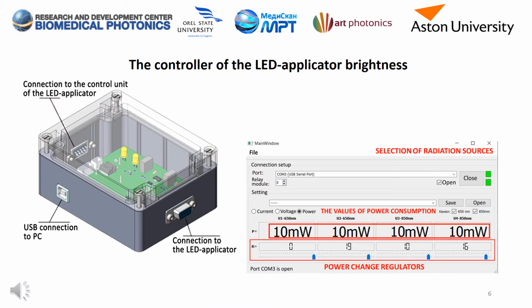Based on the simulation results, the experimental setup was upgraded. So, a controller of LED applicator brightness was designed in addition to the previously developed prototype to control the output power of the probing radiation. Additional software allows to change the voltage supplied to the LEDs as well as measure the current flow in real time and calculate the power consumption. So we can select the desired range of radiation power for specific volunteers and patients in accordance with anatomical features and gender.